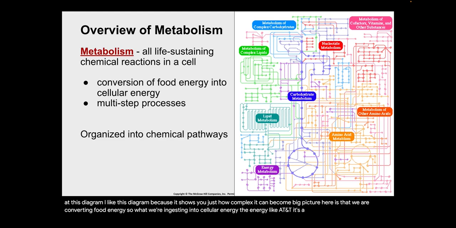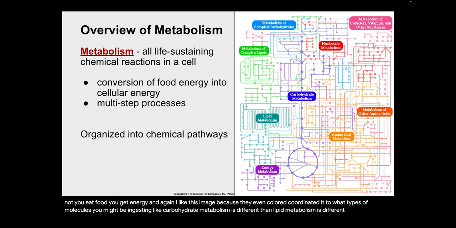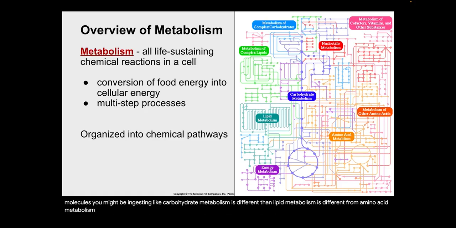And it's a multi-step process. It's not straightforward. It's not you eat food, you get energy. There's a lot of steps in between. And again, I like this image because they even color coordinated it to what types of molecules you might be ingesting. Like carbohydrate metabolism is different than lipid metabolism, is different from amino acid metabolism, right? So, a whole host of chemical pathways. We're just going to brush the surface. We're just going to focus on glucose, which is part of the carbohydrate metabolism here.